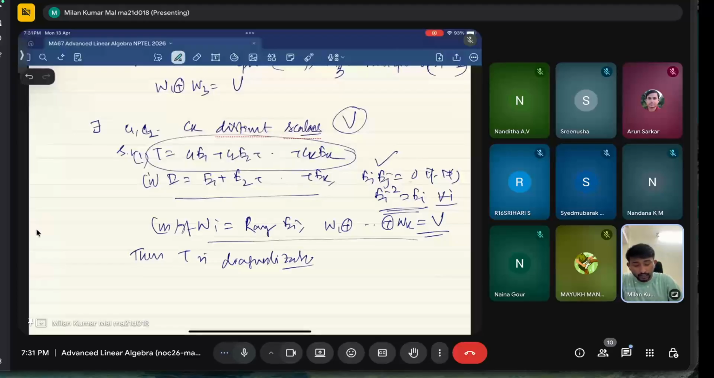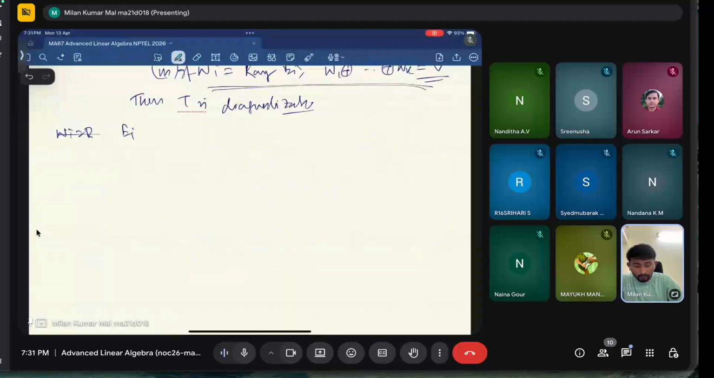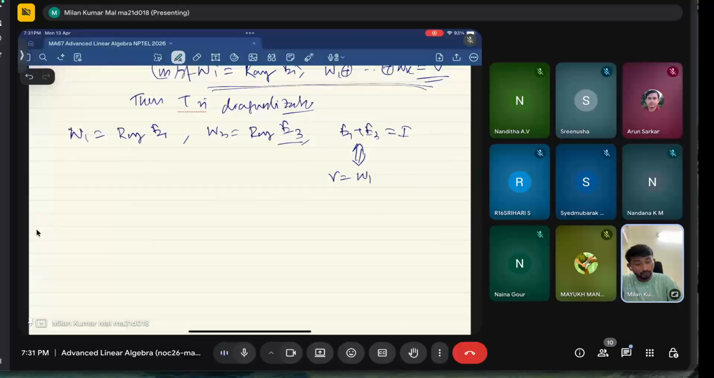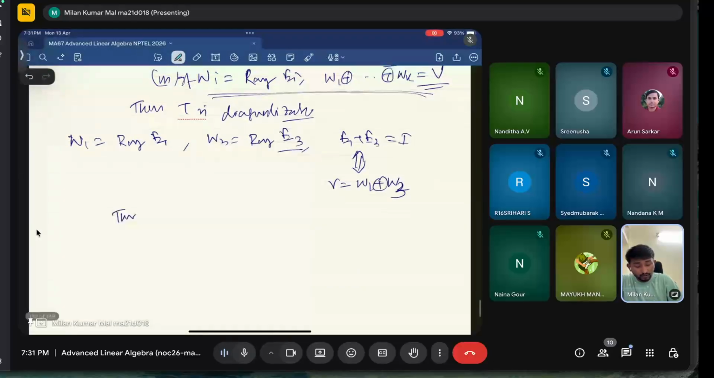So here we have seen that W1 is the range of E1, and W3 equals the range of E3, and E1 plus E3 is the identity, and this is vice versa due to the fact that V equals W1 direct sum W2 direct sum W3. Therefore C1 equals -1 and C2 equals 2. Therefore the operator T, here given by minus E1 plus 2E3, is diagonalizable.